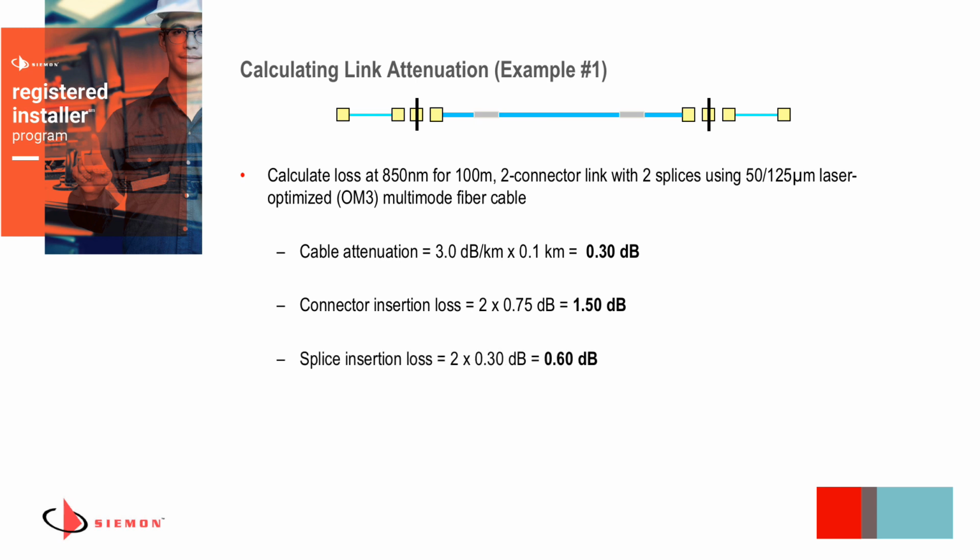Third, we're going to factor in the splice loss. Again, we see 2 splices here. 2 splices times the maximum TIA loss of 0.30 dBs is 0.60 dBs. So adding that all up, the total link attenuation is the attenuation of our cable, 0.3, plus our connectors, which is 1.5, plus our splices, which is 0.6, for a total of 2.40 dB.